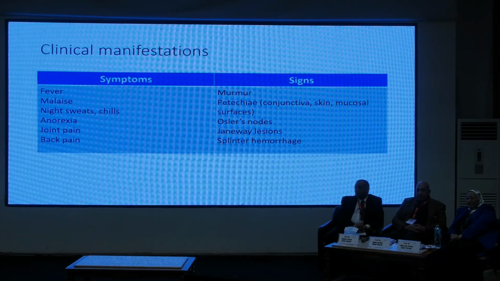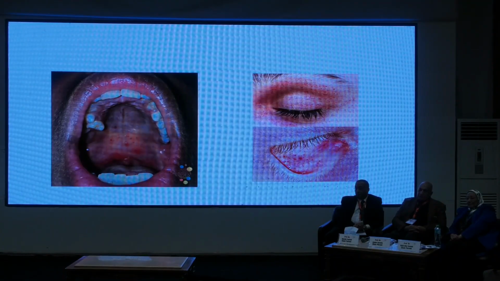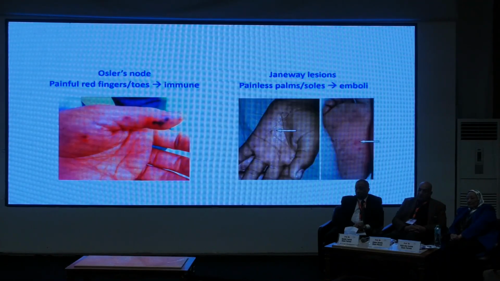These are not very specific to infective endocarditis, but they can lead us to the diagnosis of infective endocarditis in suspected patients. These are the petechiae, which can be seen in the mucosal surfaces, on the skin or in the conjunctiva. These are Osler nodes and Janeway lesions. Osler nodes are usually painful, red, and occur on the fingers and toes. These are an immune process, while Janeway lesions are painless, occur in the palms and soles, and are due to septic emboli.